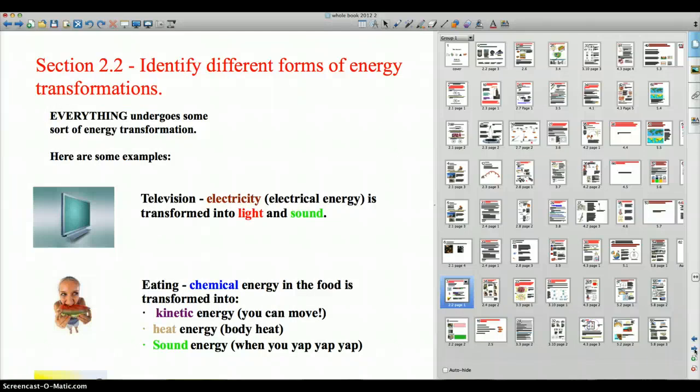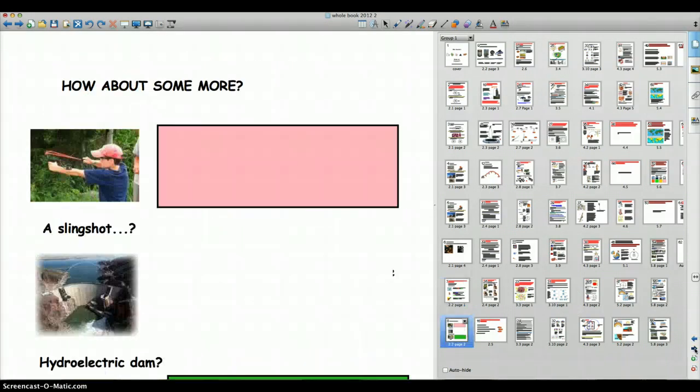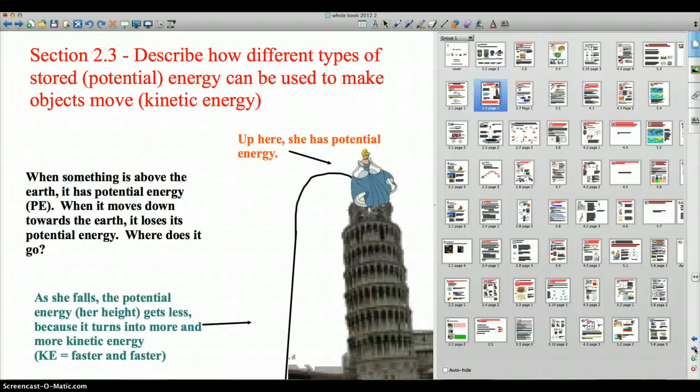2-2. Different types of energy transformations. An energy transformation is when it turns from one energy into another. For example, a TV can turn from electricity into light and sound. Just make sure that you have an energy it starts with and an energy it ends up with. These are all types of energy conversions.